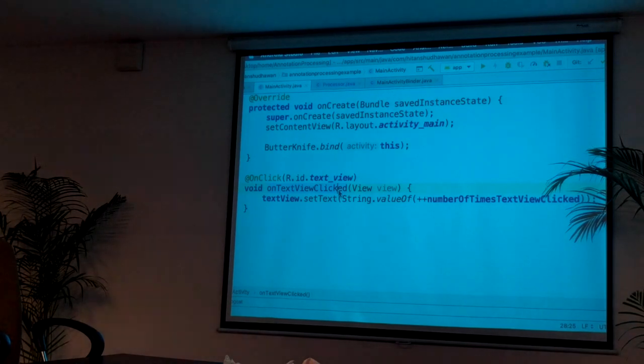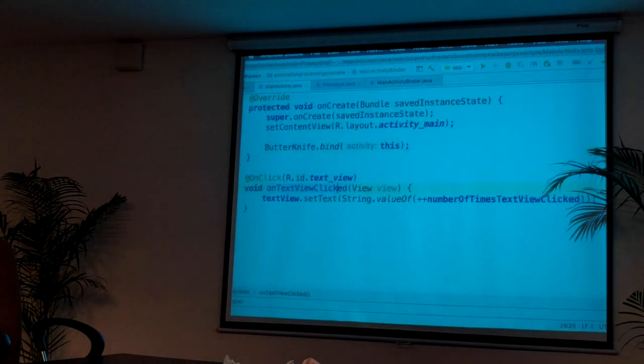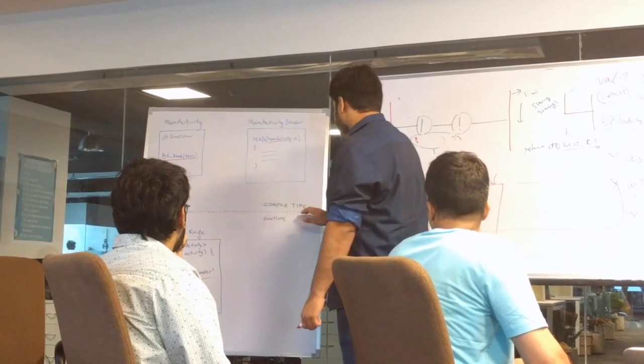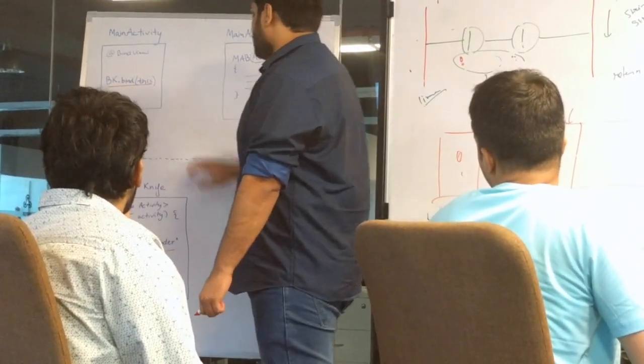So this is all done by the annotation processor, but there must be a question: we are not calling MainActivityBinder from our MainActivity. We are just calling ButterKnife.bind. So what is actually happening behind the scenes? This is your MainActivity, having BindView and OnClick and ButterKnife.bind. This is all generated, and this is all happening at compile time. So there must be a way to link these two.